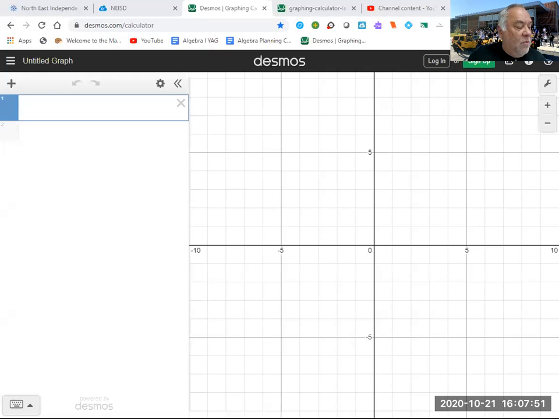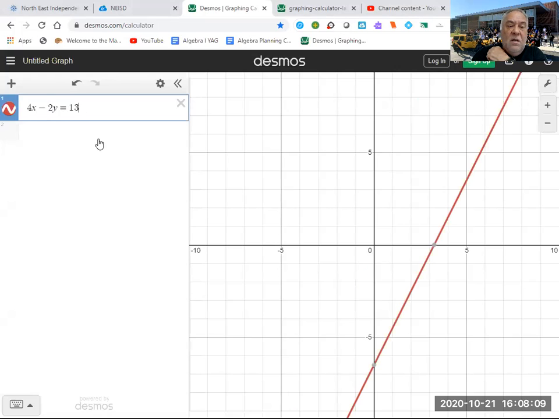Okay, for number 15, we're going back to Desmos. It says which graph represents a given equation. Well, let's say which graph represents, and I'll give you the equation: 4x plus 2y equals 13. Okay? And all you have to do is look at the 4 answer choices and see which one matches. That's it. It's that simple. That's how you do number 15.